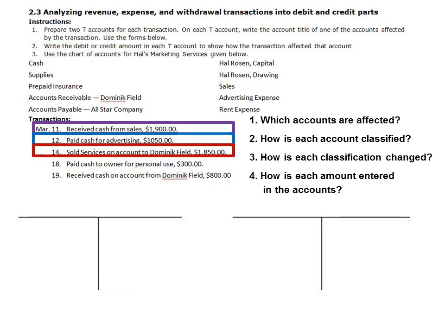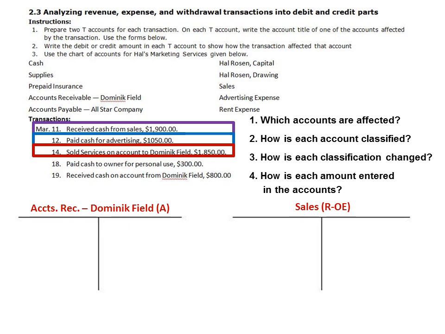Sold services on account to Dominic Field for $18.50. Well, my two accounts, which accounts are going to be affected? Well, sold. Anytime you see the word sold or that type of stuff, that's going to mean the word sales, and that's a revenue account. The other thing that you're going to deal with is on account.